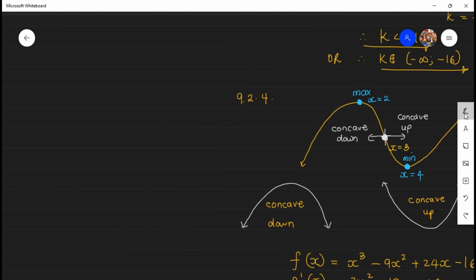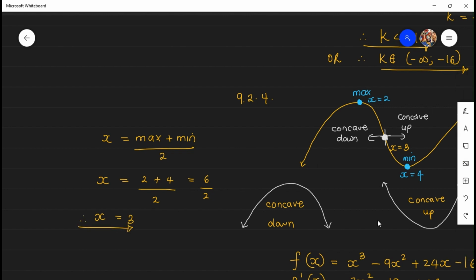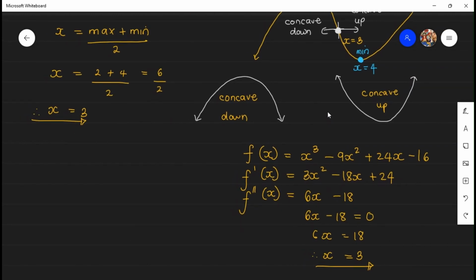So let's attempt to calculate it using our midpoint formula. So x equals the maximum plus the minimum all over 2. This is our formula to calculate our point of inflection using our stationary points. So we substitute our maximum, which is 2, plus our minimum, which is 4, all over 2. Now 2 plus 4 is 6 over 2. 6 over 2 gives us 3. So it does not matter which formula you use, you will still end up with the same thing.